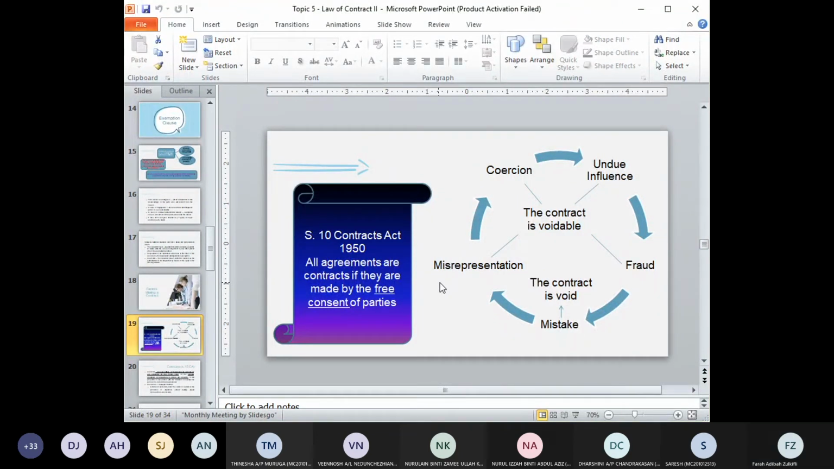So what will happen if a contract is not made by free consent? If it falls under the situation of coercion or undue influence or fraud or misrepresentation, the contract is voidable. So what does it mean by voidable? Voidable means that the contract can be set aside, but the contract can still be enforceable. So if the victim, the person who does not give the free consent, wants to cancel the contract, they can cancel the contract. But if the party who entered the contract without free consent wants to continue to enforce the contract, they can still continue to enforce the contract. So that is what it means by the contract is voidable.